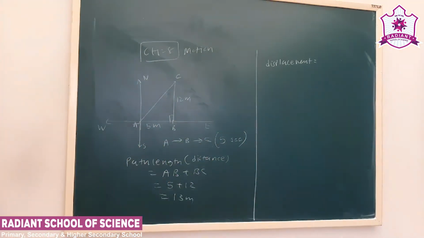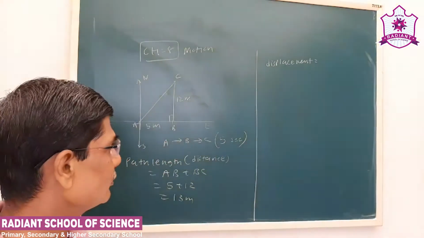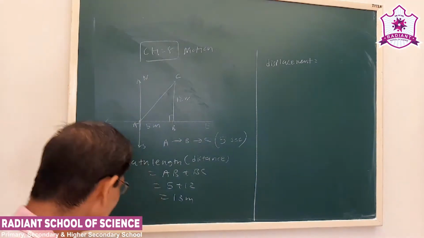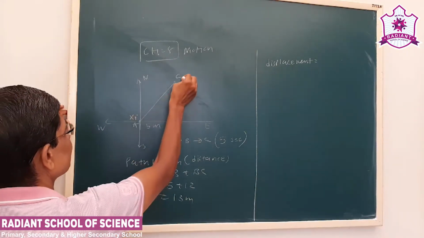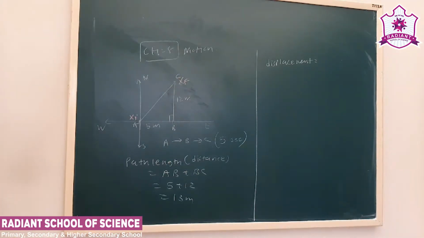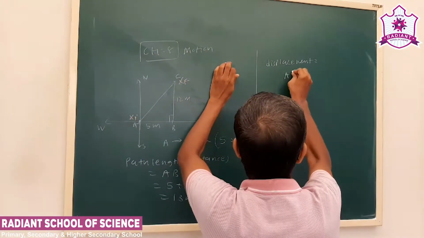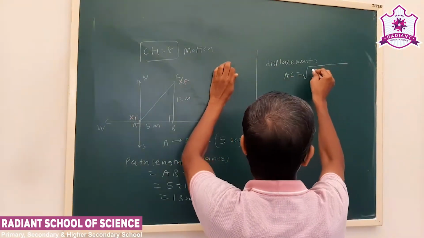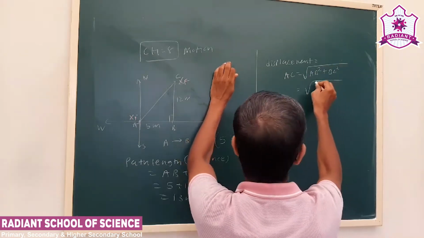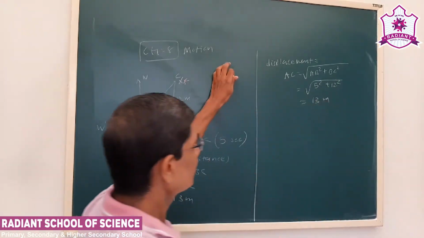As we have discussed earlier, the displacement is the shortest distance between 2 points. So A is our initial position, xi. This is our final position, xf is the final position. AC is the displacement. Now this is a right angle triangle, AB square plus BC square. You studied about this, Pythagoras theorem, so AC is 13 meters.